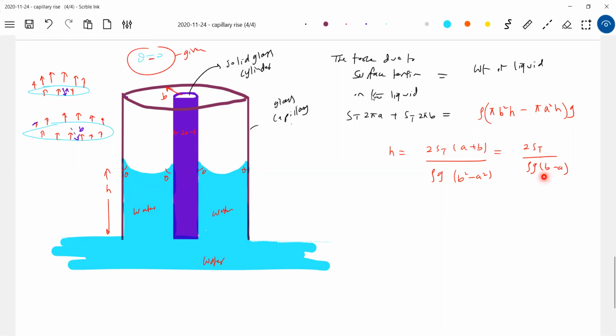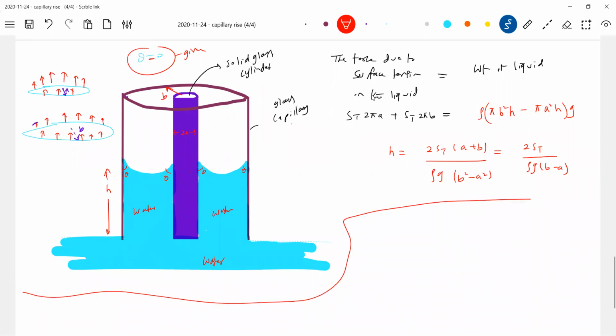And now instead of this cylindrical glass cylinder, if I bring a rectangular cross section, what changes are you going to make? I'll leave it to the student. I'll give a small diagram. You should work it out.